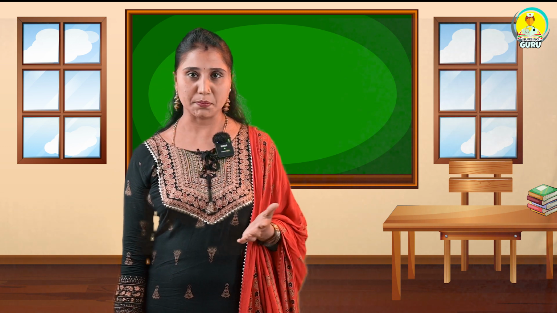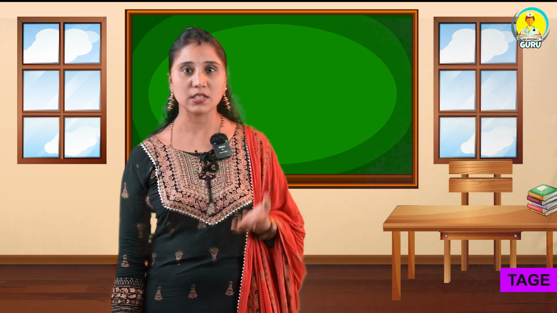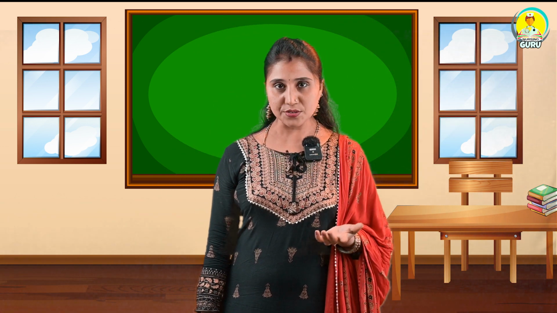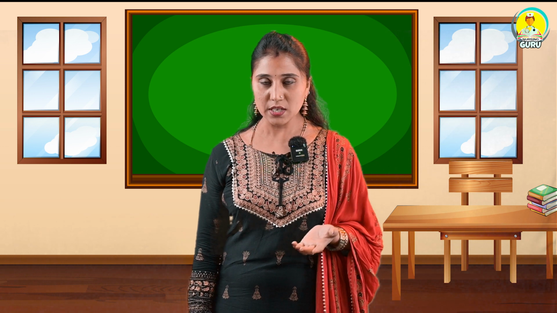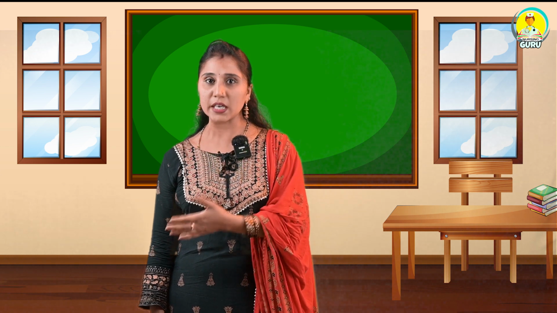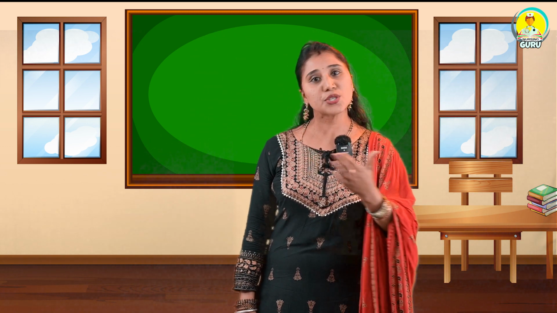Fetal development occurs in 3 stages. That is the pre-embryonic period, which is from 1 to 2 weeks after conception. The second stage is the embryonic period. It occurs from the 3rd week after conception up to the 8th week. Then the fetal period, which will be from the 9th week after conception and will continue up to the birth of the baby. So let us go one by one. Let us see the development in each week.